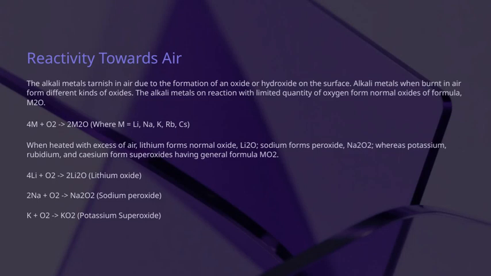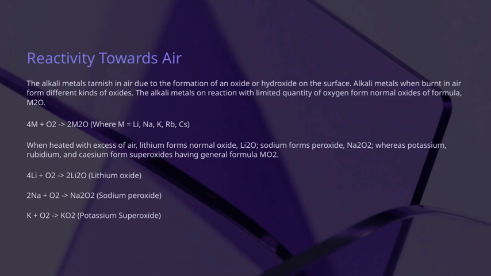Let's look at how alkali metals react with oxygen and air. When potassium reacts with oxygen, it forms potassium superoxide, KO2. Similarly, sodium reacts to form sodium peroxide, Na2O2. Lithium, when heated with excess air, forms lithium oxide, Li2O.